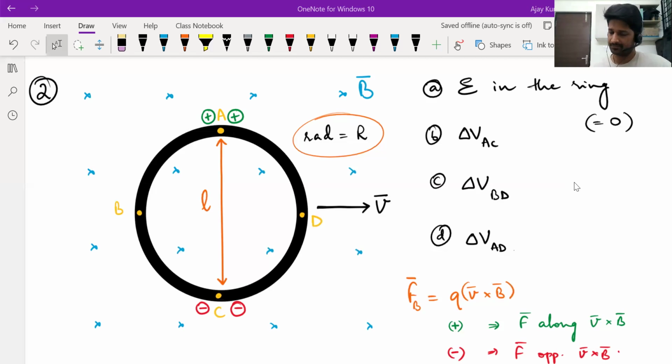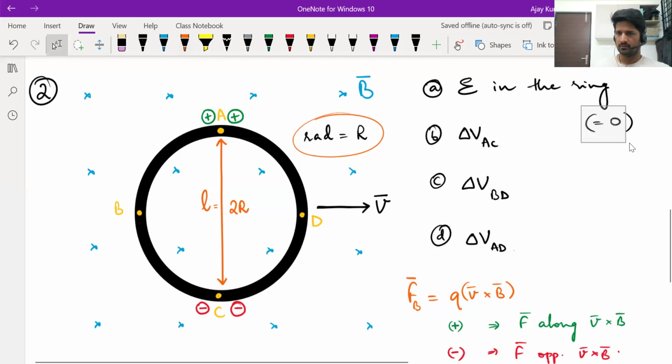Any answer? Sir, L will be 2R, right? L will be 2R, correct. And then the formula is B V L perpendicular, correct. So will it be B V 2R or something like that? Okay. Why is there a doubt?